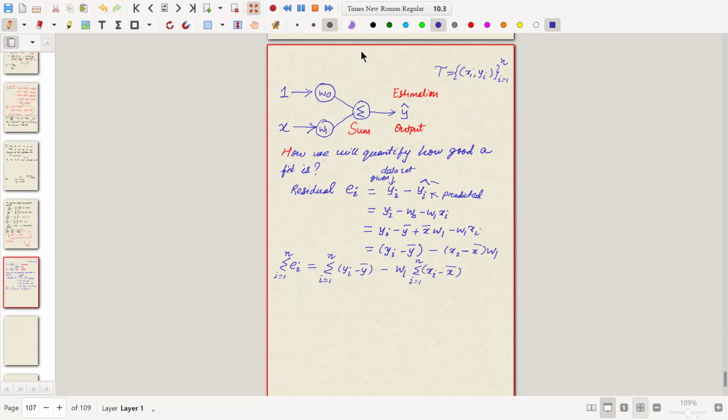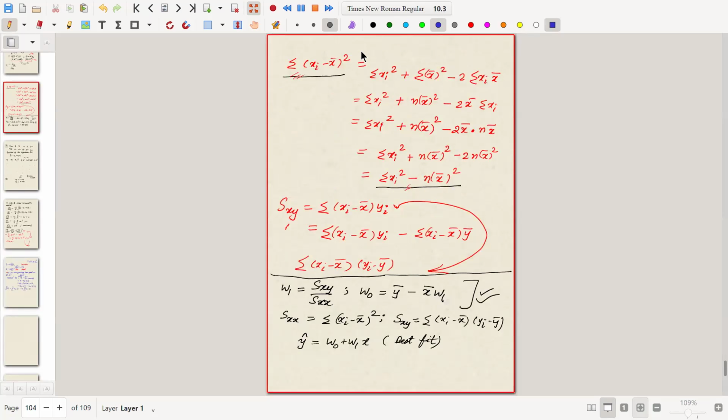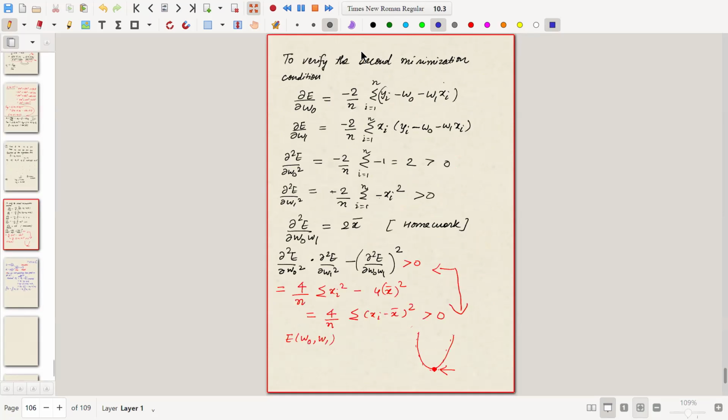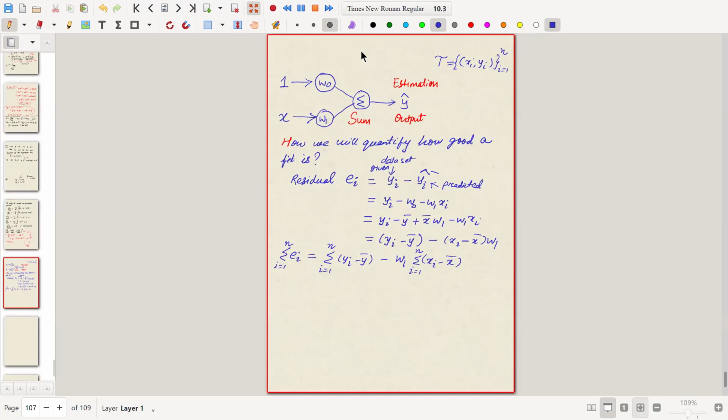I have given you a lot of tricks above. We have done a lot of tricks here. Some kind of trick you have to apply and understand. When you do the summation of errors, it is coming to be 0. Check.